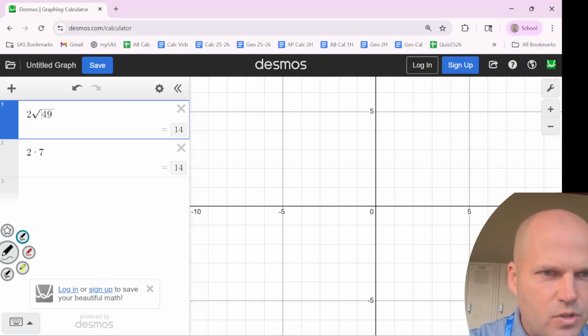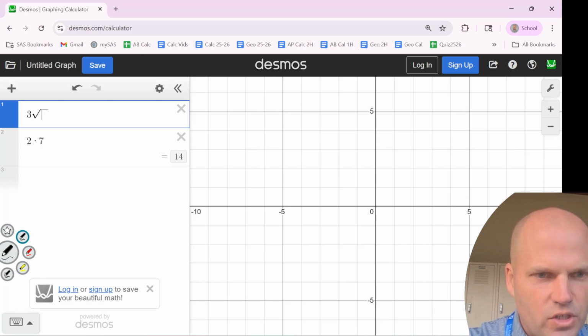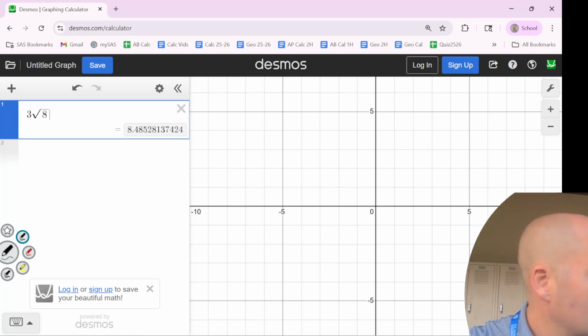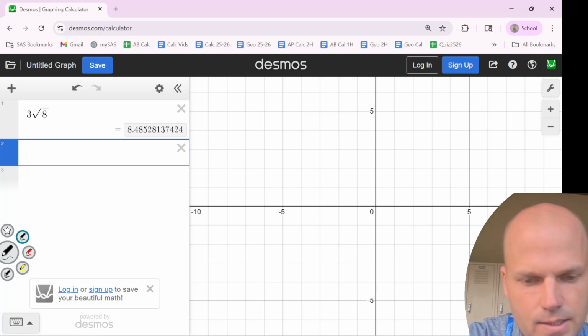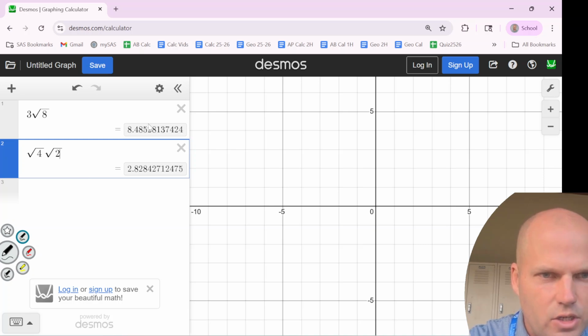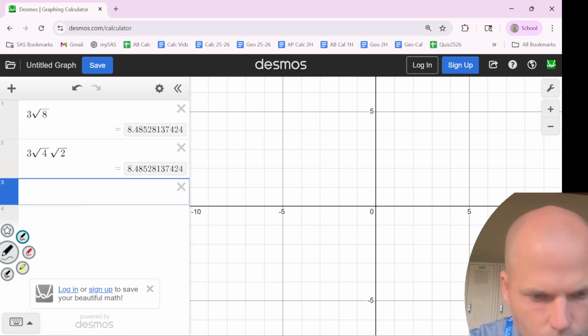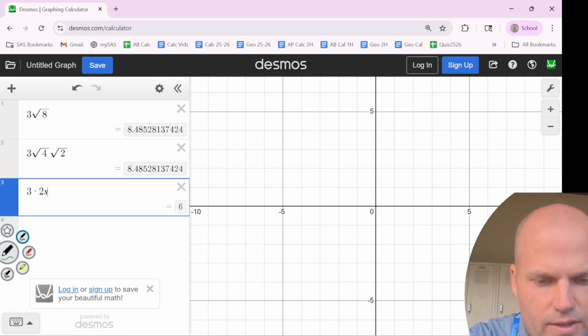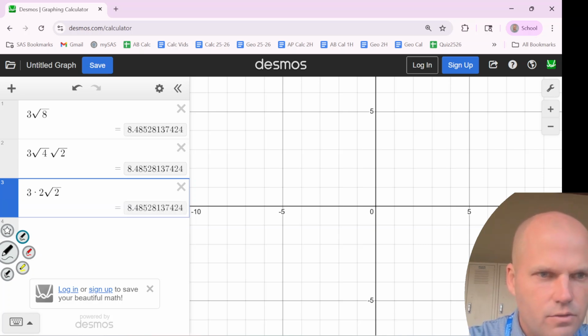Now we have 3 times the square root of 8. I'm going to focus on the square root of 8. The square root of 8 is the square root of 4 times the square root of 2. But look at the number change. Why did that change? Because I don't have 3. So I should understand that the 3 is going to stick around. The square root of 4 is going to turn into 2.